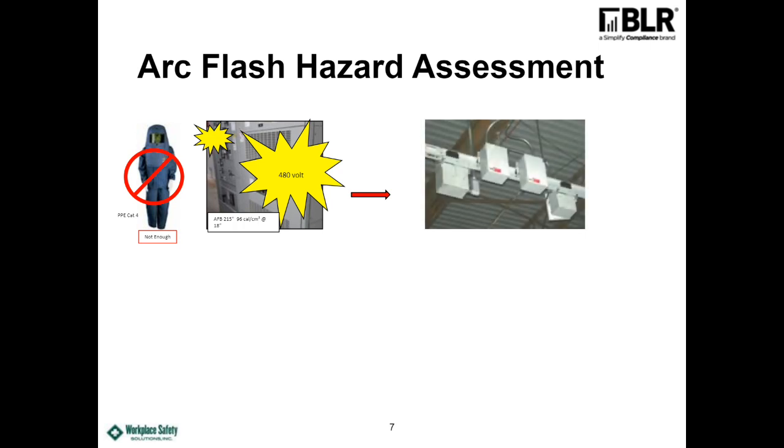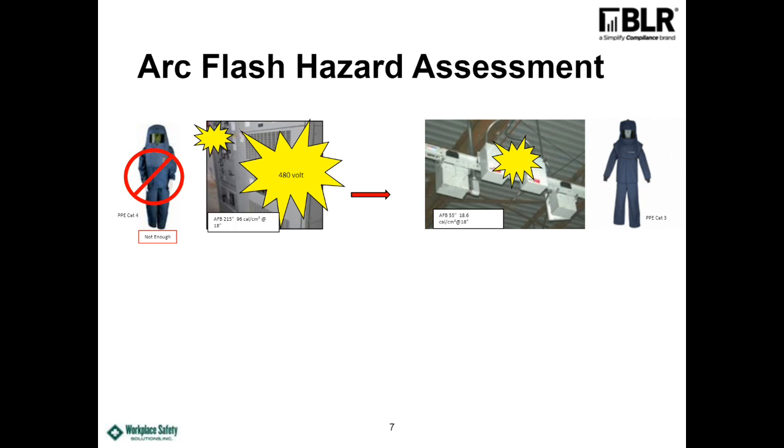Now, coming off the main distribution panel where that smaller arc flash is, that's the feed that's going to go to this bus duct. And the bus duct is now down to 55 inches for an arc flash boundary. It's at 18.6 calories. So to go up to that bus duct and change out a fuse, you're going to need to have a suit on, and that's going to give you the level that you need.